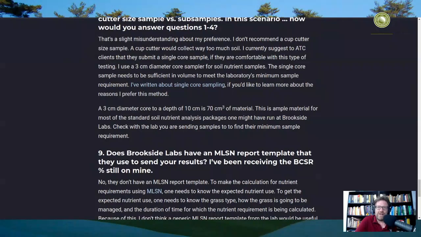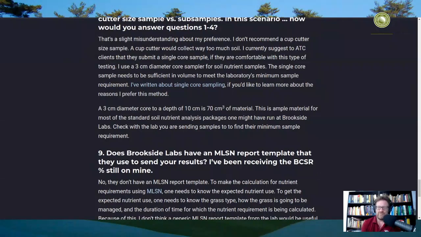And I've done a lot of comparisons of this. I've done a comparison of what the fertilizer recommendations would be, because my big concern with single core sampling is that we would miss some deficiency assessments. We would miss some areas that were too low, and we would under recommend fertilizer. That would be the risk.